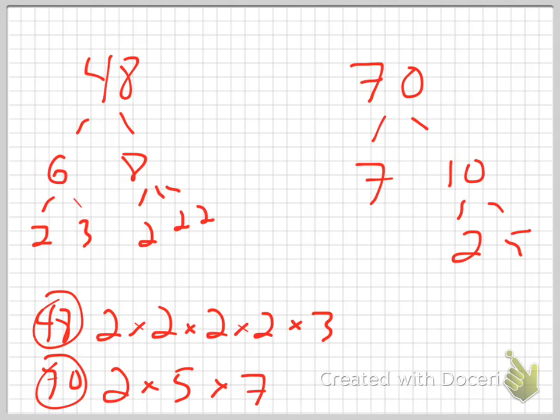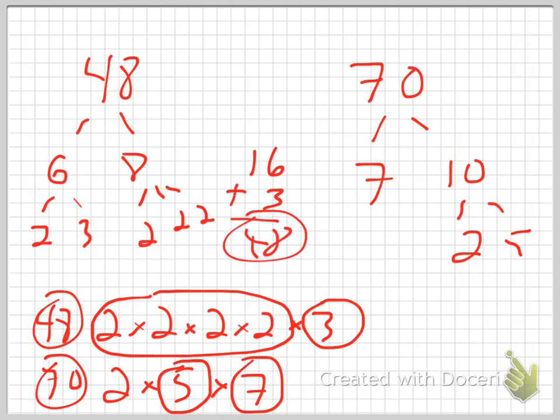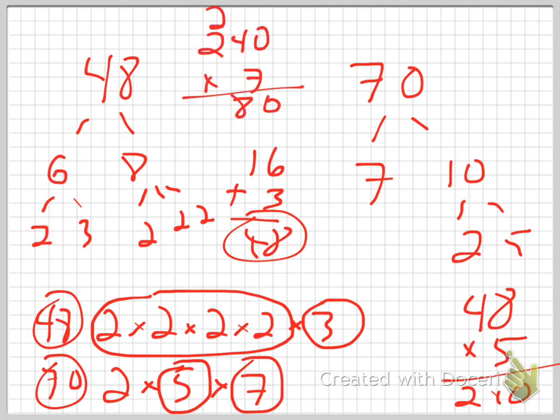What do I have? What numbers are present here? 2s, 3s, 5s, and 7s, right? Which one has the most 2s? Which one has the most 3s? Which one has the most 5s? Which one has the most 7s? 2 times 2 times 2 times 2 is 16. 16 times 3 is 48. 48 times 5 is 240. And then 240 times 7, 1,680 is the answer.